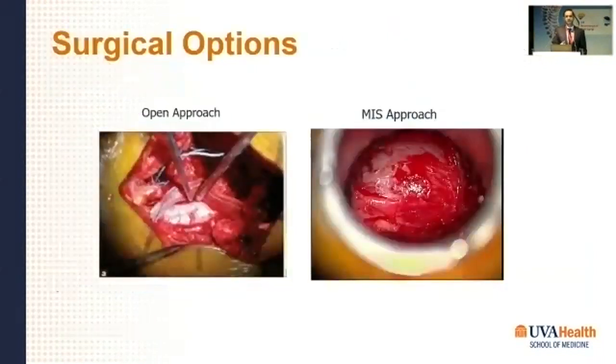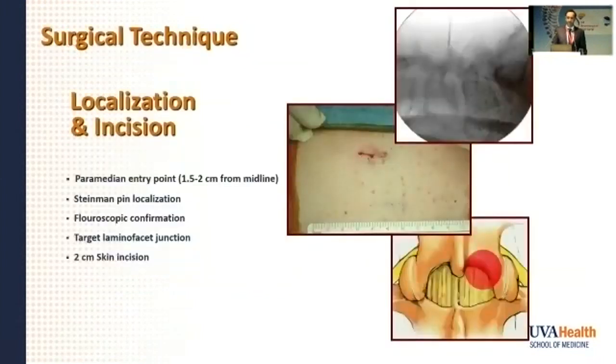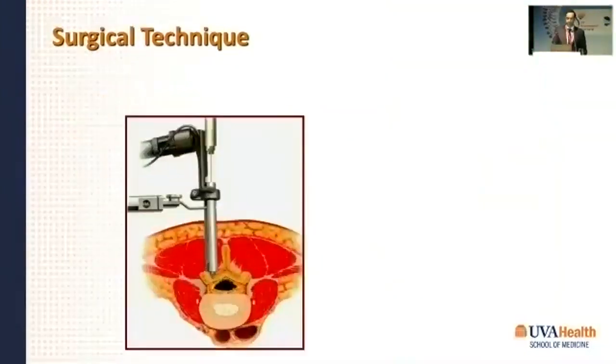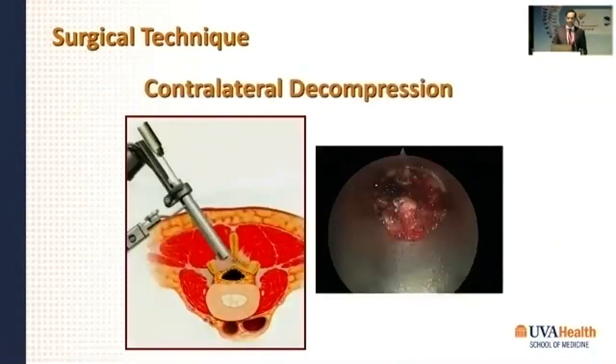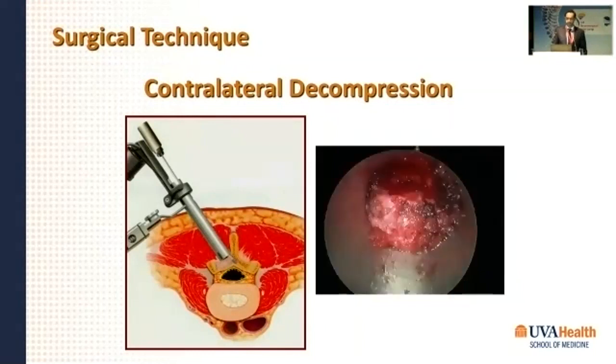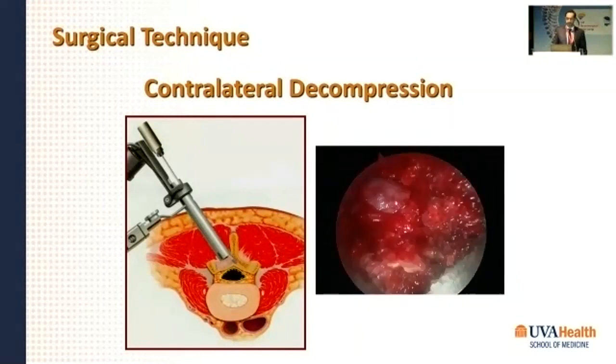So can the concept of MIS approaches be used for pediatric patients? I would say yes, depending on the indications. The surgical technique, as we all know, is similar to adults. I think what's also important is the use of a contralateral decompression from a unilateral approach, especially for midline tumors that need to be resected or for tethered cord releases. It's important, and these are just pictures depicting that.